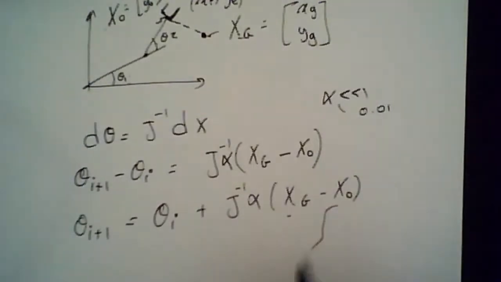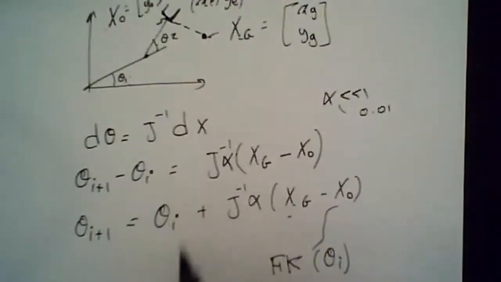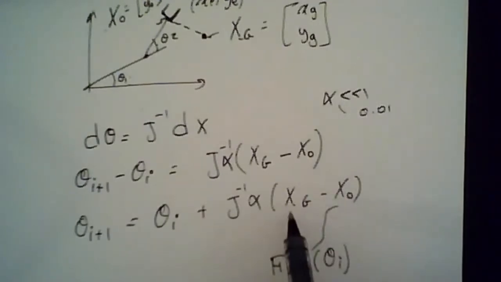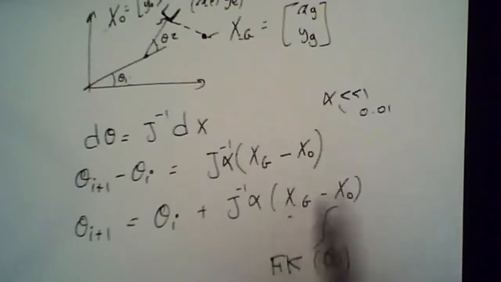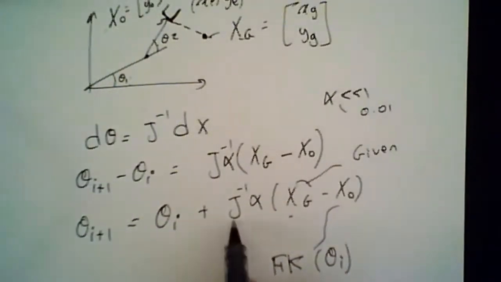Okay, how do you get x0? x0 is your forward kinematics, and we know what forward kinematics is by now. It's the forward kinematics of whatever theta i you have. So as you move the robot, you update your position. Does that make sense? xg is given to you, right? So this is given. What is J?